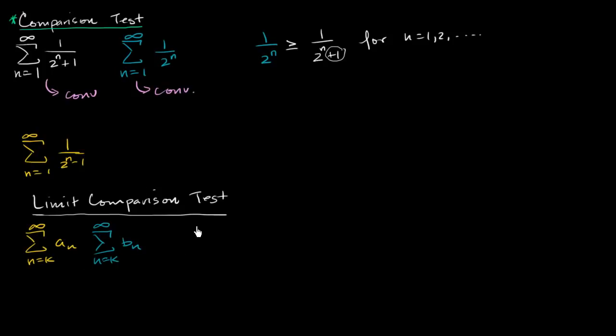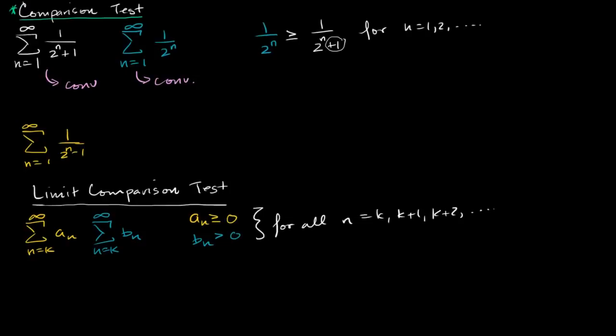And we know that each of the terms a sub n are greater than or equal to 0. And we know each of the terms b sub n are, actually we're just going to say greater than 0. It's going to show up in the denominator of an expression, so we don't want it to be equal to 0 for all the n's that we care about. So for all n equal to k, k plus 1, k plus 2, on and on. And this is the key. This is where the limit of the limit comparison test comes into play.